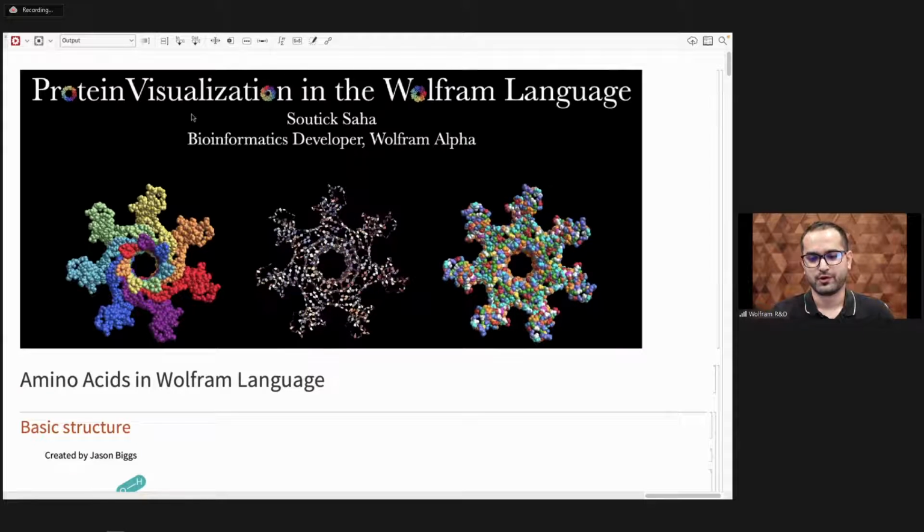Today I'm going to be talking about protein visualization in the Wolfram language, primarily focusing on the applications of the recently published Wolfram protein visualization Packlet. And hopefully by the end of the talk, you will be able to create your own elegant protein structures like this using the Packlet.